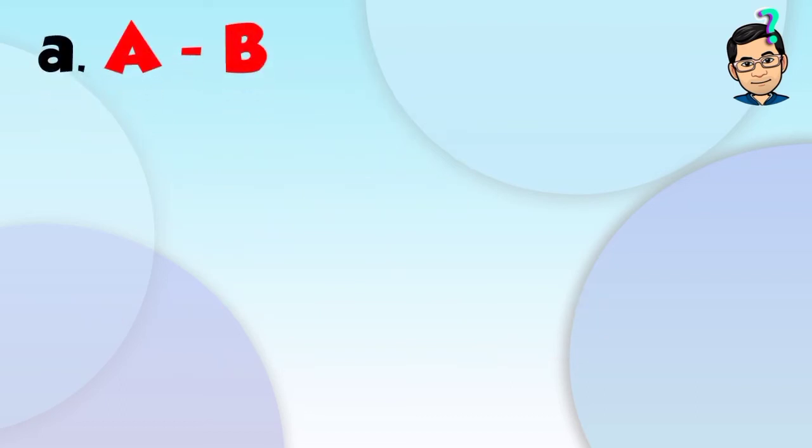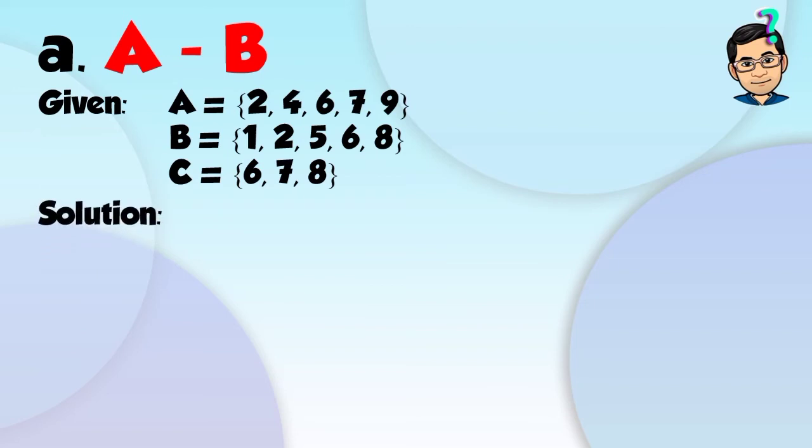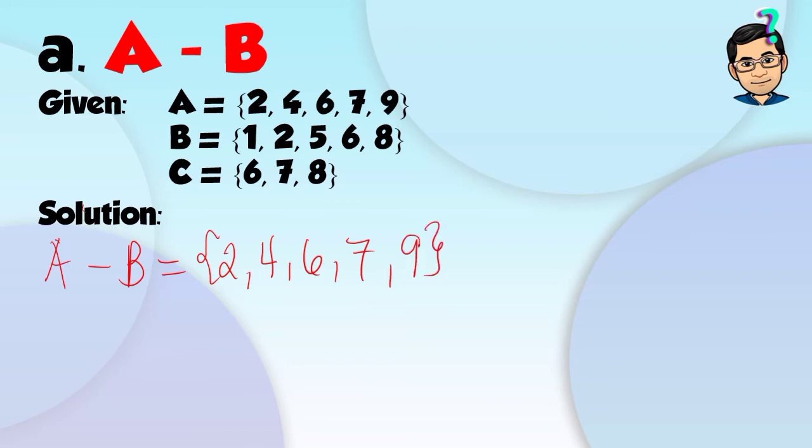So, let's have letter A. Letter A is A minus B. First thing we need to do, of course, is to list down the elements of A and B. What are the elements of A? We have 2, 4, 6, 7, and 9. What about the elements of B? We have 1, 2, 5, 6, and 8.